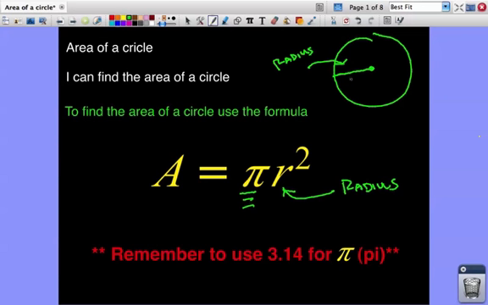Also notice that for the area formula of a circle, we don't have the diameter in here. You cannot use the diameter when finding the area of a circle. If you're given the diameter, you would have to find the radius from the diameter and then plug the radius into your formula. So let's take a look at some problems showing how to use this formula.